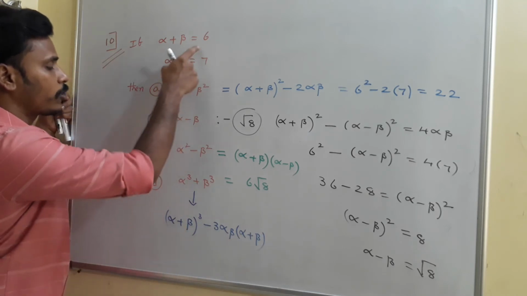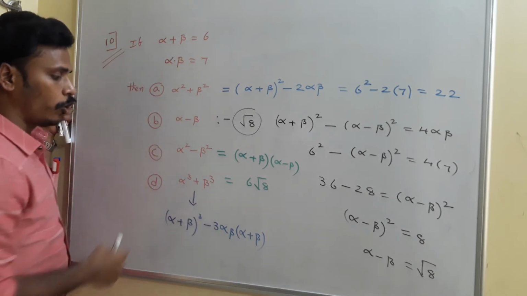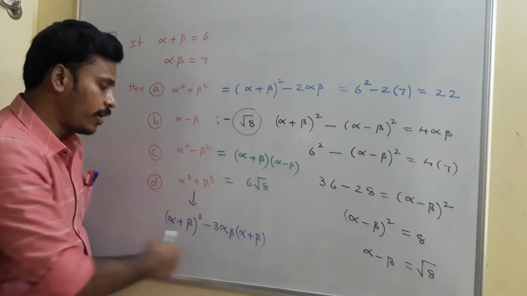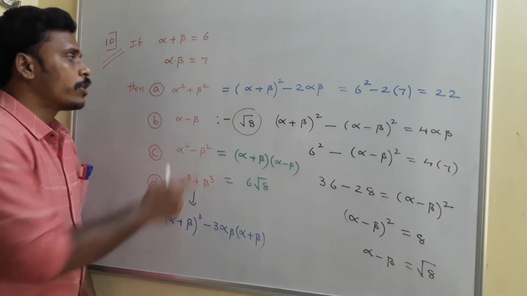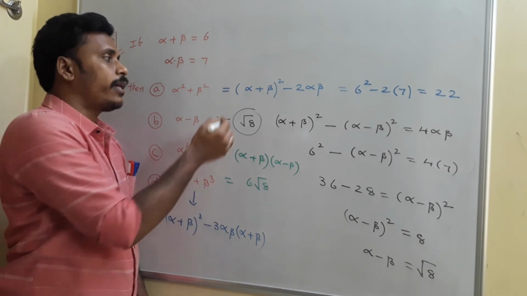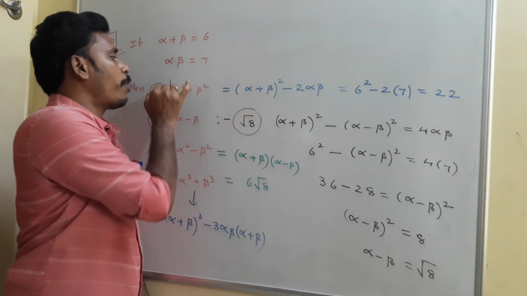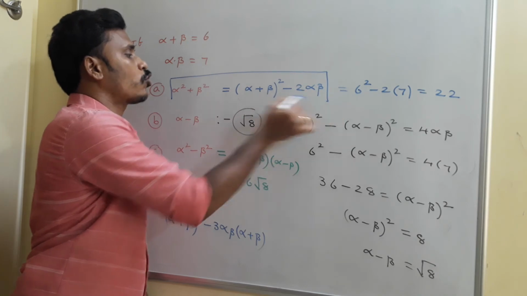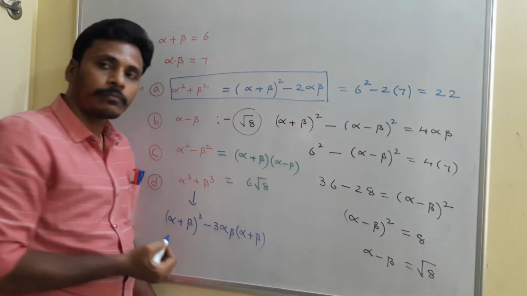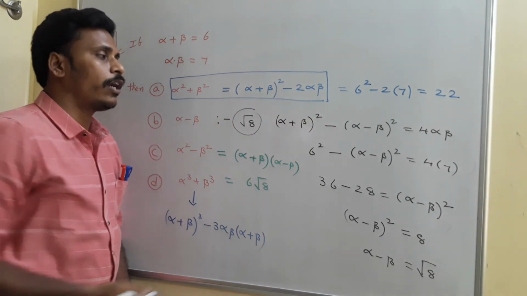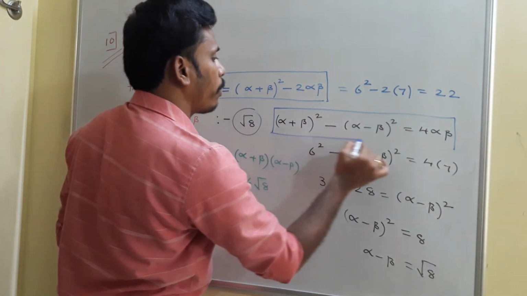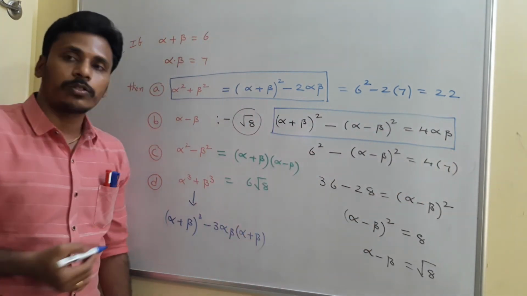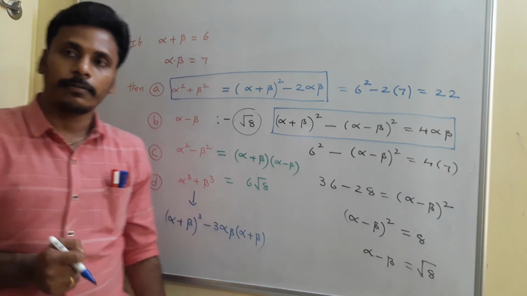Alpha plus beta is 6 and alpha into beta is 7. By replacing directly, you can find out alpha cube plus beta cube. Alpha square plus beta square, the formula is alpha plus beta whole square minus 2 alpha beta. If you want alpha minus beta, we need to use this formula: alpha plus beta whole square minus alpha minus beta whole square is equal to 4 alpha beta.